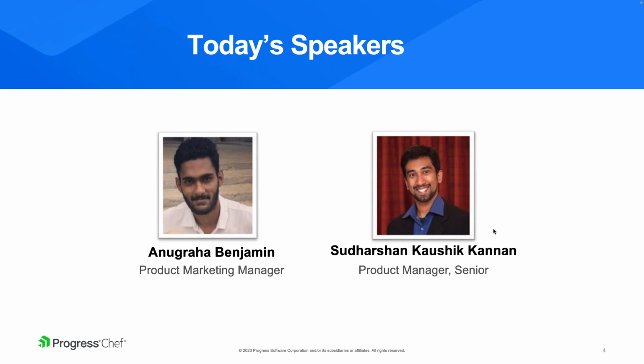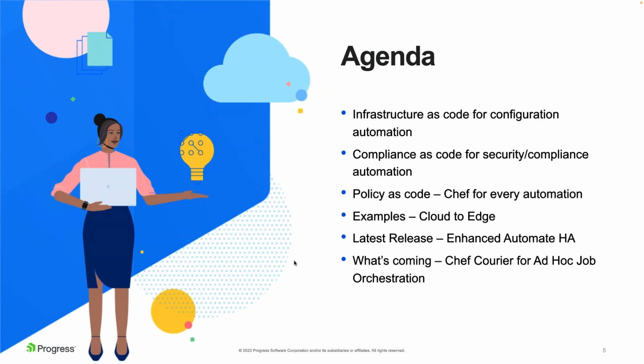Now that we are done with the introductions, let's quickly take a look at the agenda for today's webinar. We will first look at infrastructure as code for configuration automation, within which we will see how Chef enables infrastructure as code for configuration automation, followed by compliance as code for security and compliance automation, and then again, Chef's capabilities within this sphere. And we will then take a look at policy as code, which is the Chef approach to automate everything to building the automated enterprise.